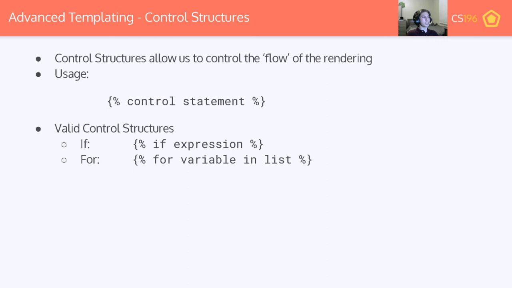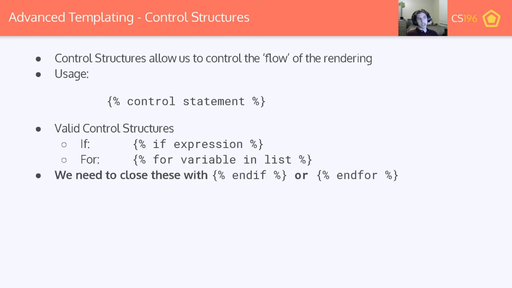But in our situation, we really care the most about if and for. One significant difference when compared to Python is we have to close these. If you have an if expression, you have to eventually have an end if. This is because HTML is not indentation specific. In Python, we really care about the indentation to keep track of our scope. But in HTML, that's not really a thing, and we can't enforce that. So instead, we rely on this end if to decide when the if ends.